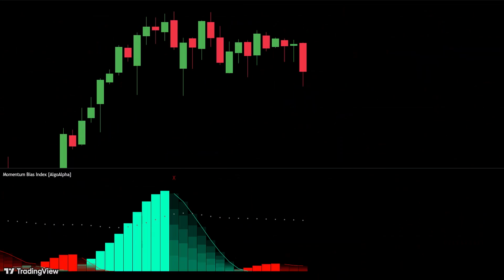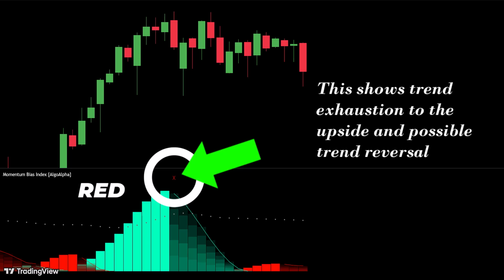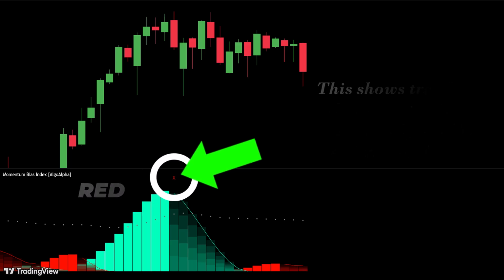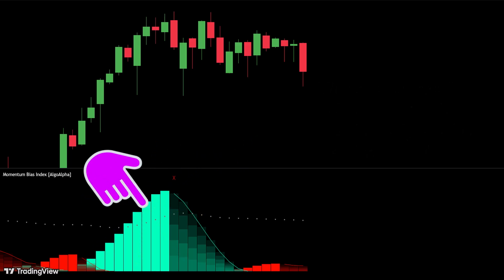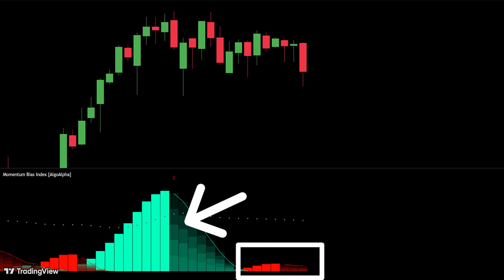Now, here are the clear examples of how you can use this indicator to trade profitably in the financial market. For a bearish example, firstly, you want to see this green X mark at the top of these histograms that shows trend exhaustion to the upside and possible trend reversal. Now, you have to make sure that the green histogram is above this dotted oscillatory line. And you also want to see that these fainted histograms have also started forming, and after that, you will wait for this red histogram to start forming and increasing in size as well.